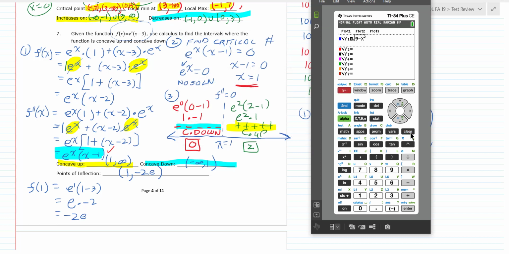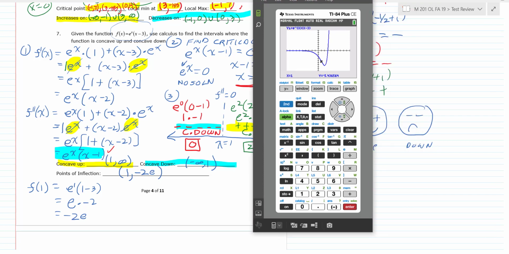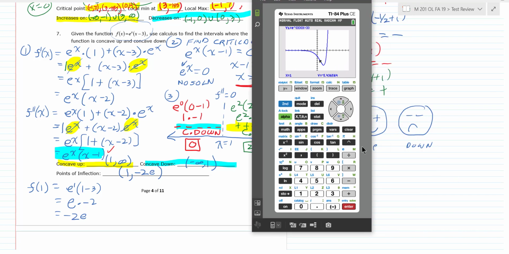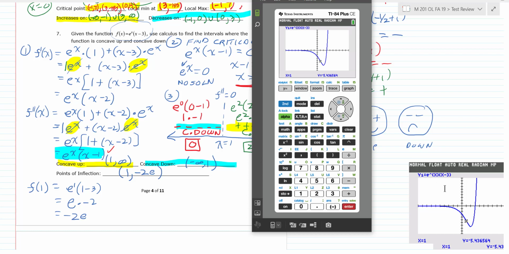What's wrong here? There we go. Okay, so I'll graph the original function, which was e to the x multiplied by parentheses x minus 3. I always look at the original function. I'll just do zoom 6, a standard window, to see what this looks like. Okay, so let's check this point of inflection. If I trace at 1, I'm going to get negative 5.4.